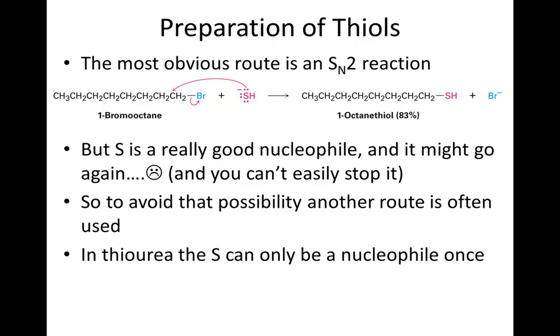So one of the things that people do is look for ways to cut down on that side reaction. And one option is to use a large excess of the sodium bisulfide so that it's more likely that this guy would see that as the nucleophile. But there's one other possibility, and that is to use thiourea as the source of the sulfur. So we need to take a look at that.